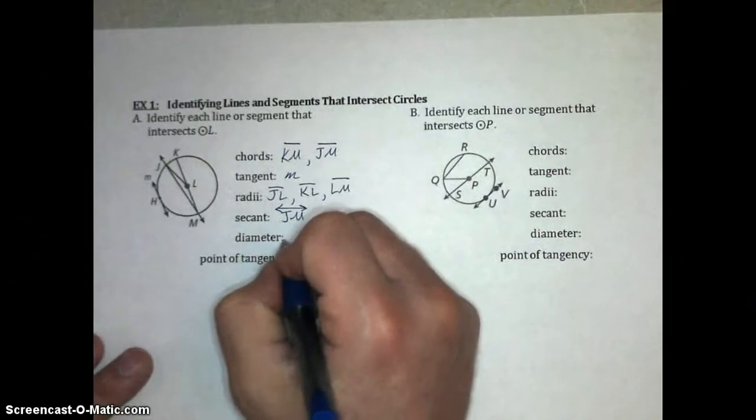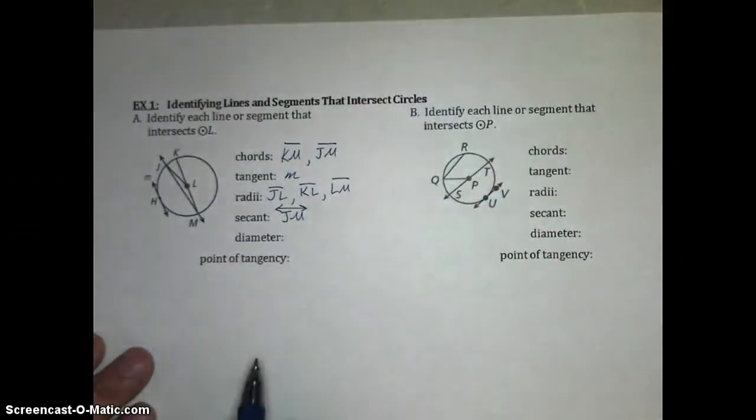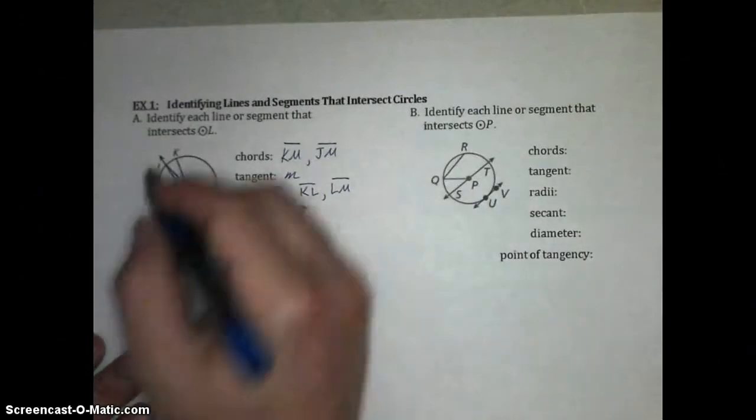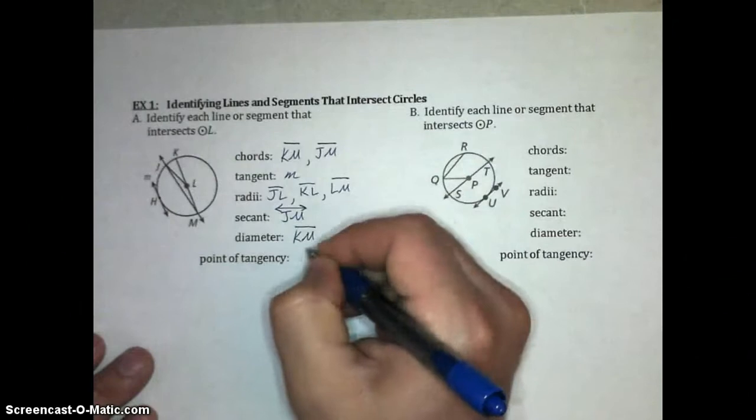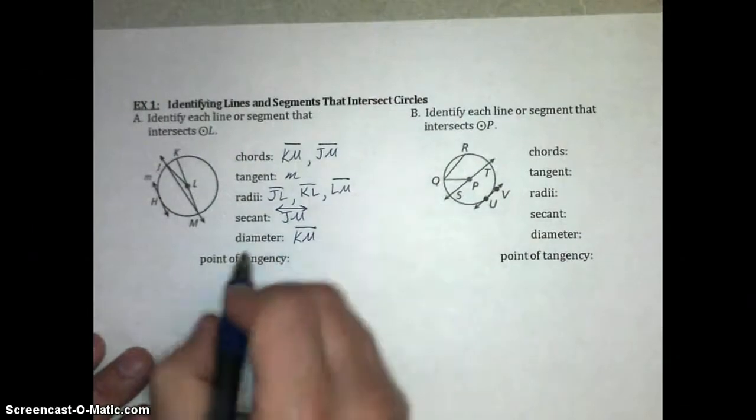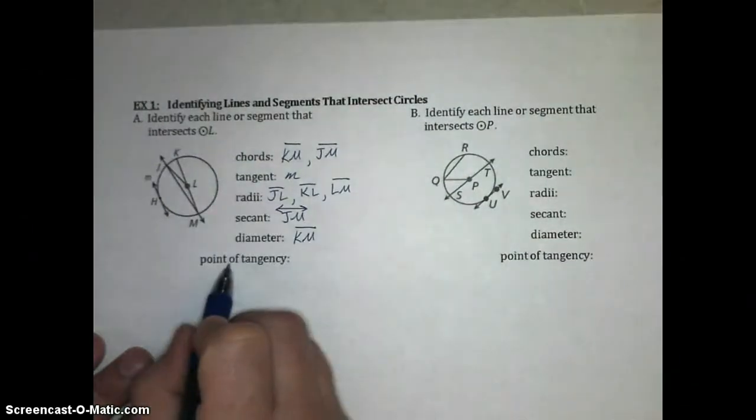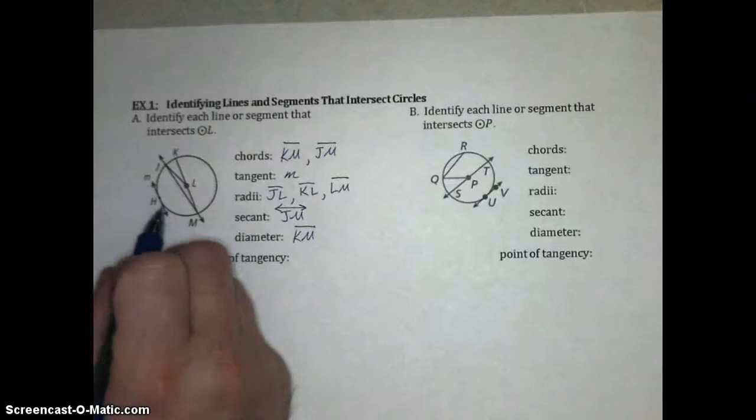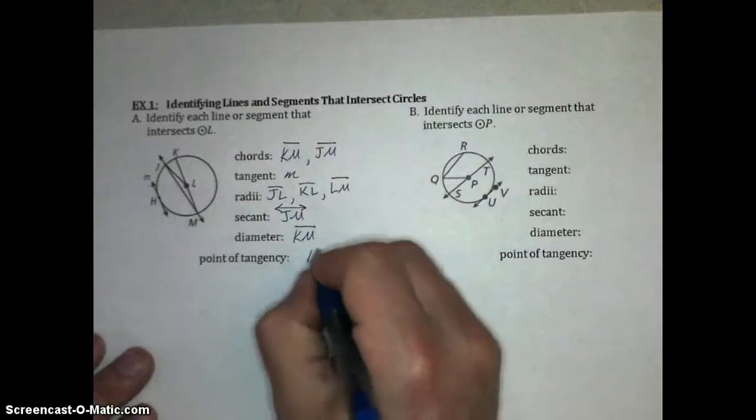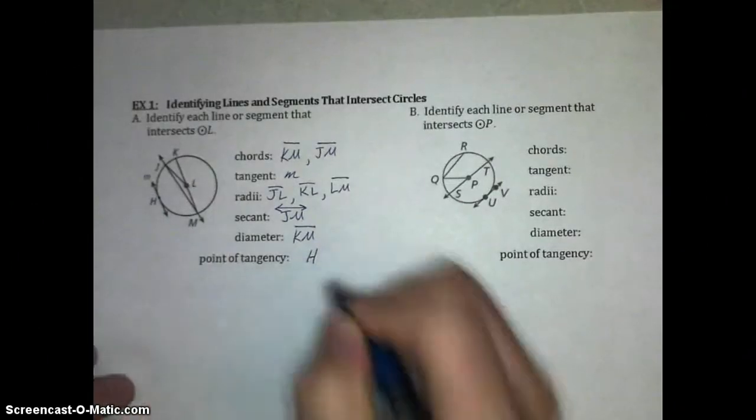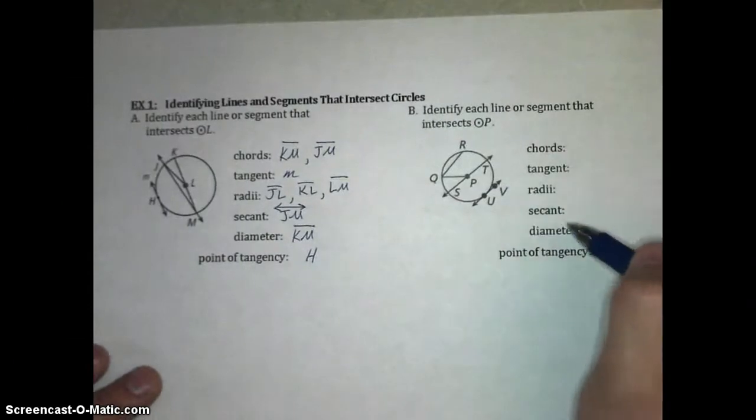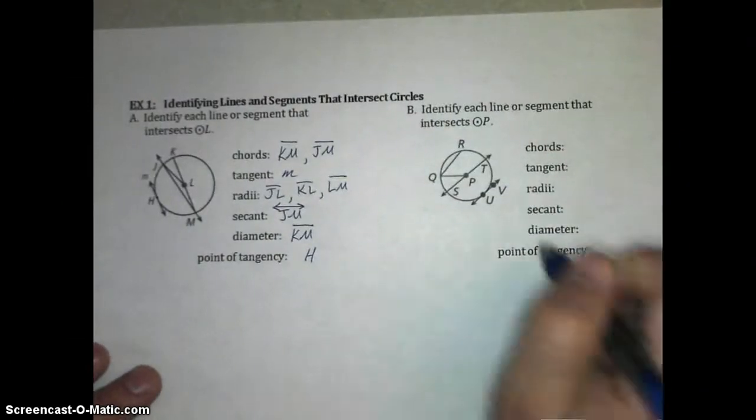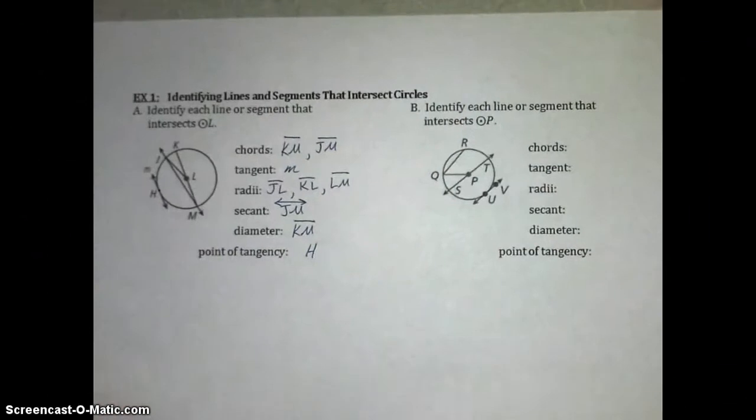And a diameter is, and you should remember this, a segment whose endpoints are on the circle and goes through the center. The only diameter we have drawn is KM. Segment KM. Alright, when we talk about our tangent line, the point of tangency is the place where this line M intersects the circle. That's point H. Alright, why don't you try and identify chords, tangents, radii, secants, diameters, and points of tangency, for example 1B. Pause the video so you have enough time to do this.